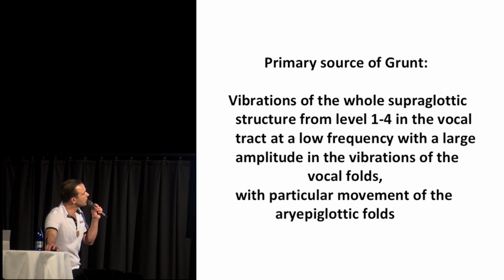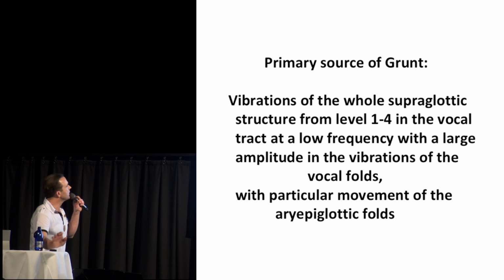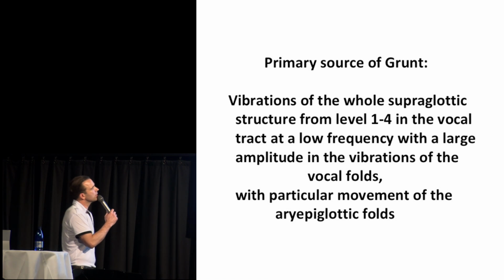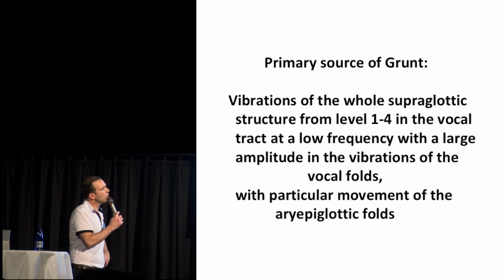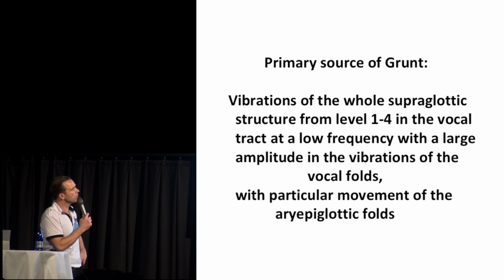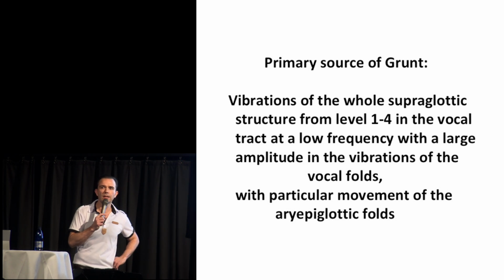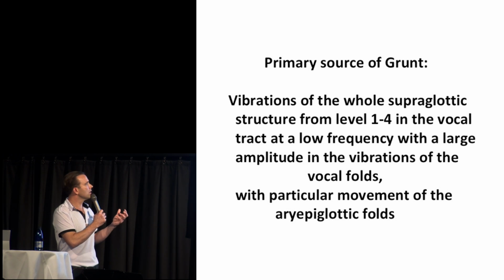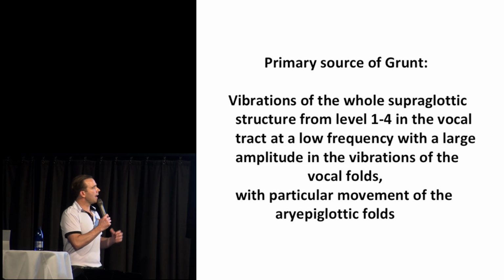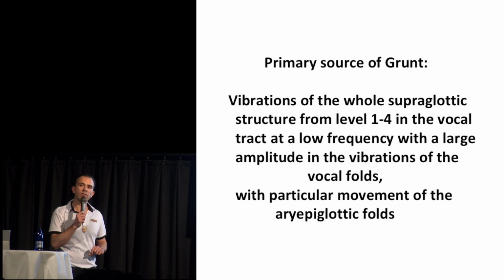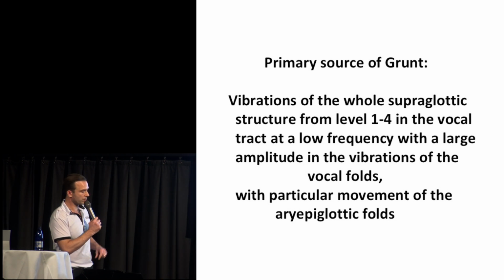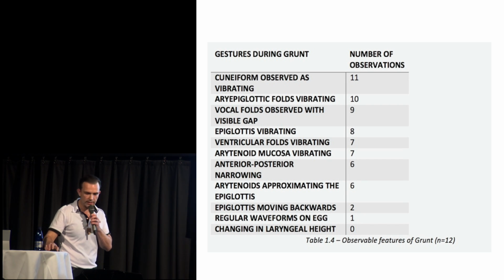And due to time, I'll just jump ahead a little bit and go directly to the primary source of grunt. What we see is that the vibration of the whole supraglottic structure from level 1 to 4 in the vocal tract at a low frequency with a large amplitude in the vibrations of the vocal folds and with particular movements of the epiglottic folds. So I hope you've memorized that.